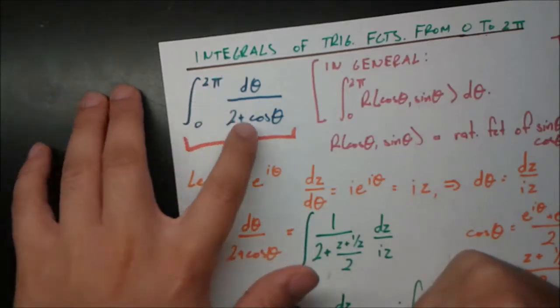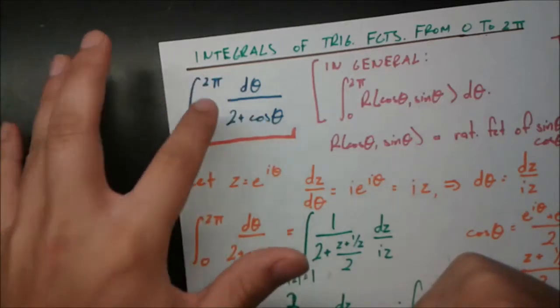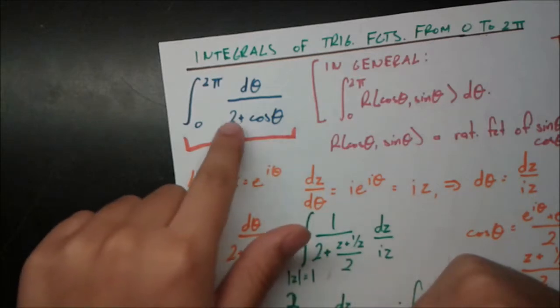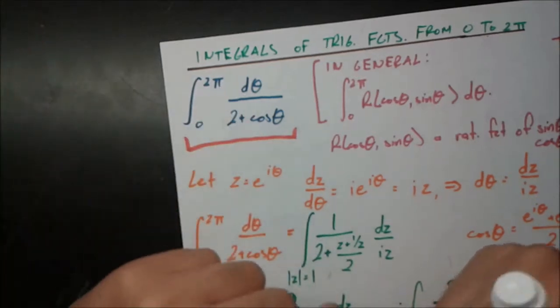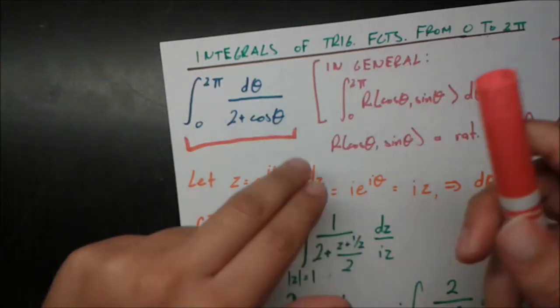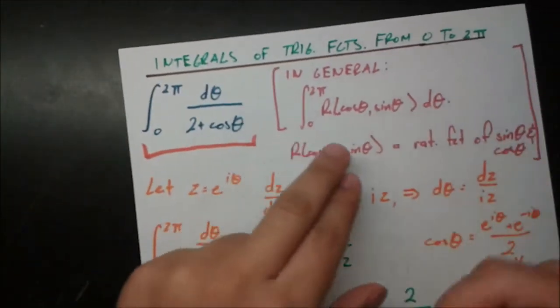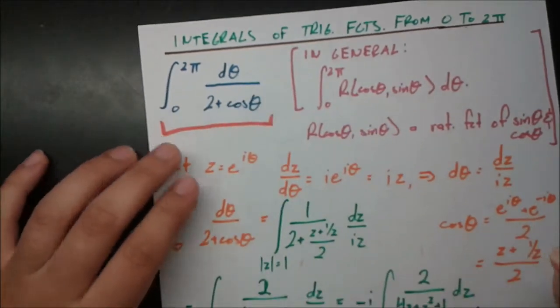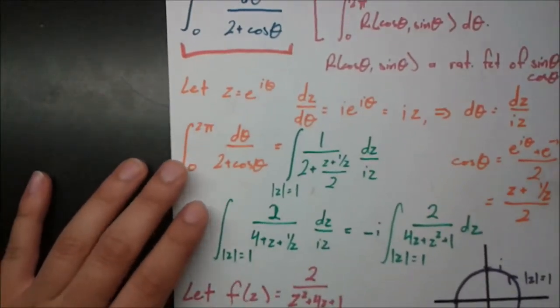We have d theta over 2 plus cosine theta. So this is indeed a rational function of cosine and sine. There's no sine in here, but we have cosine in the denominator, and the numerator would just be 1. So technically it's a function itself. It doesn't have any cosines or sines, but these functions are generally classified by having cosines and sines and some other combination of numbers in the numerator and denominator. Okay, so let's just see how we solve this.